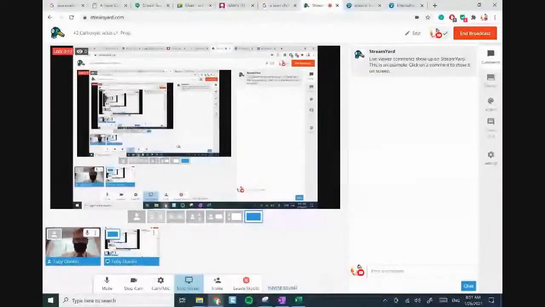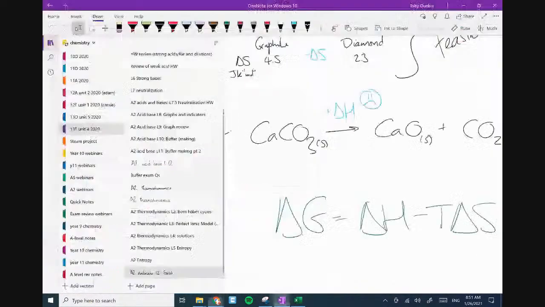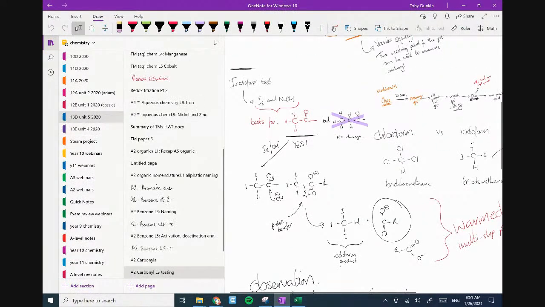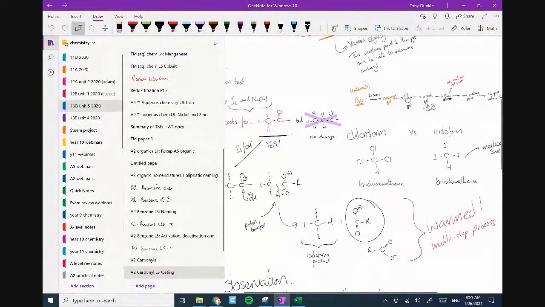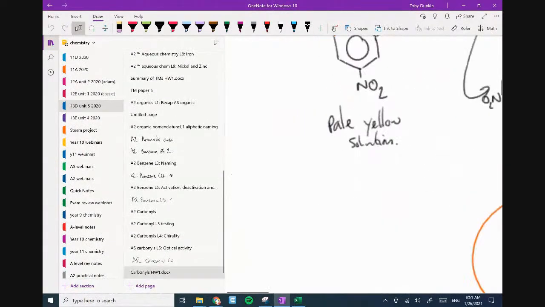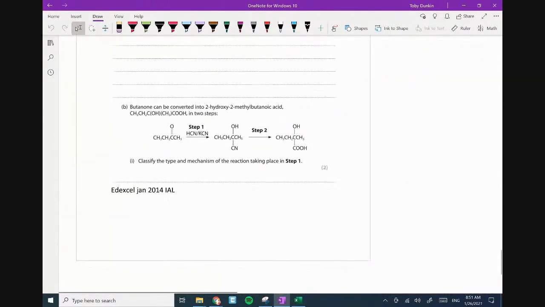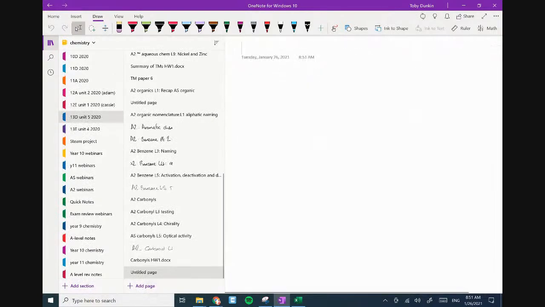Share screen. I should bring in my little clip cam, shouldn't I? Right. Year 13, there we go. So we've finished carbonyls. Last time we looked at testing. We then looked at a homework and we were doing some reactions of them. More practice, obviously, is there on tests if you want to do it.